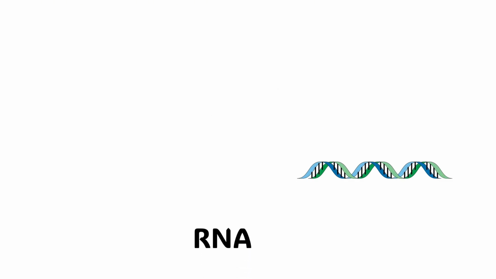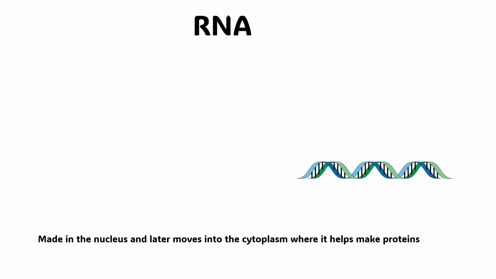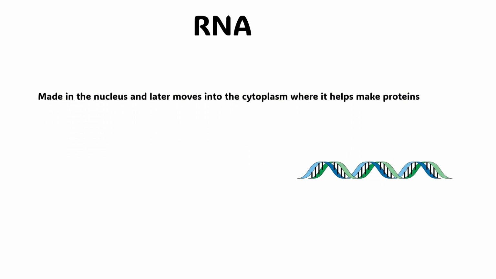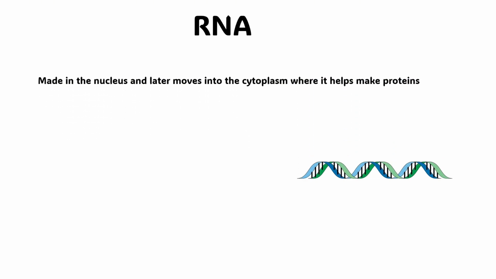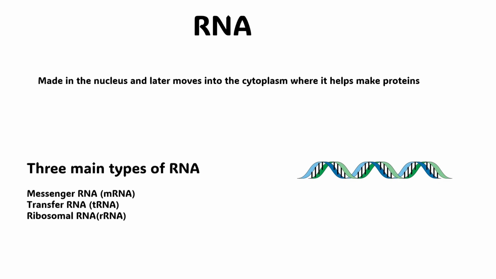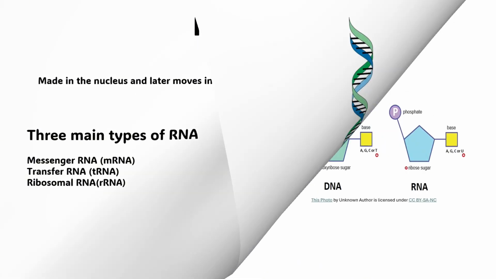Ribonucleic acid is made in the nucleus and later moves into the cytoplasm where it helps make proteins. We have three main types of RNA: messenger RNA, transfer RNA, and ribosomal RNA. Remember to write RNA in uppercase letters when writing this.